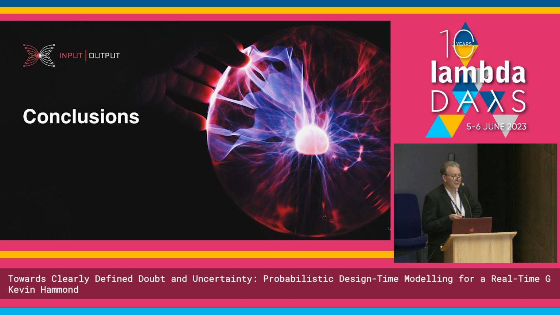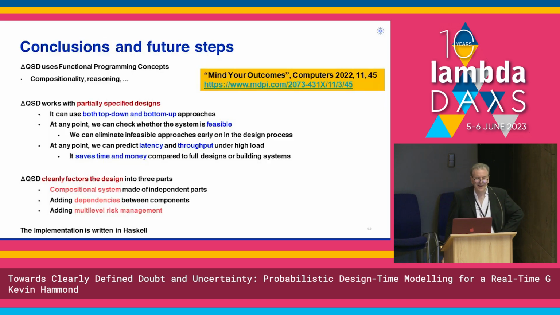Okay, so to conclude. ΔQSD is a design exploration methodology using functional programming concepts, particularly including compositionality and reasoning. It works with partially specified designs, both top-down and bottom-up approaches, and at any point we can check whether the system is feasible, and then eliminate infeasible approaches.